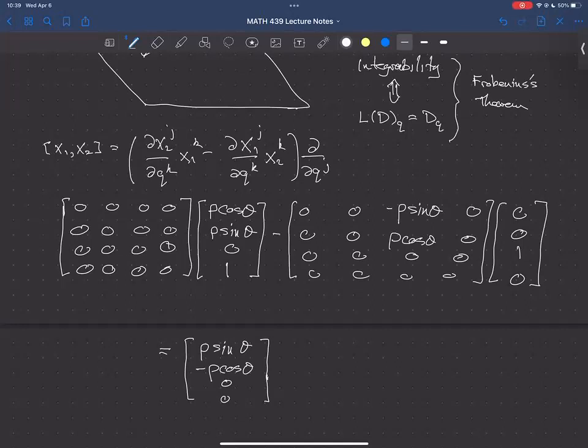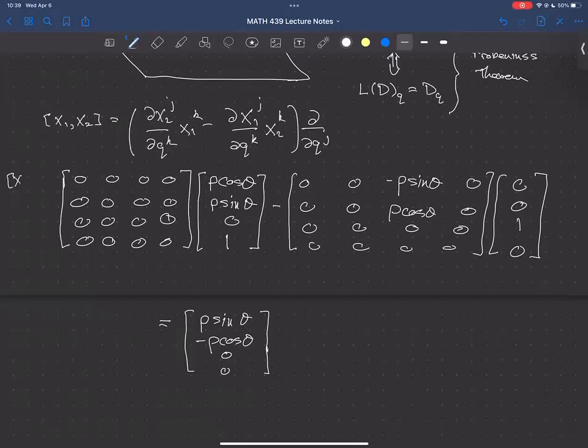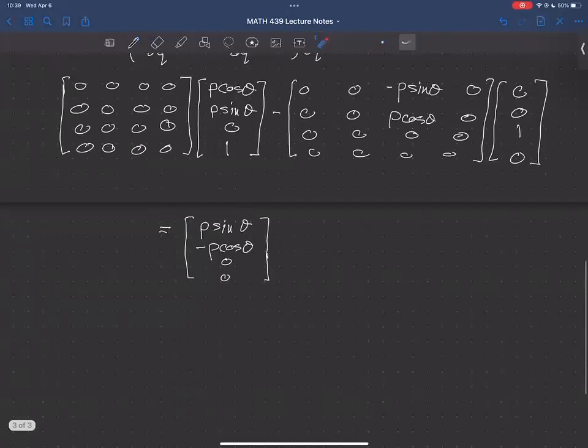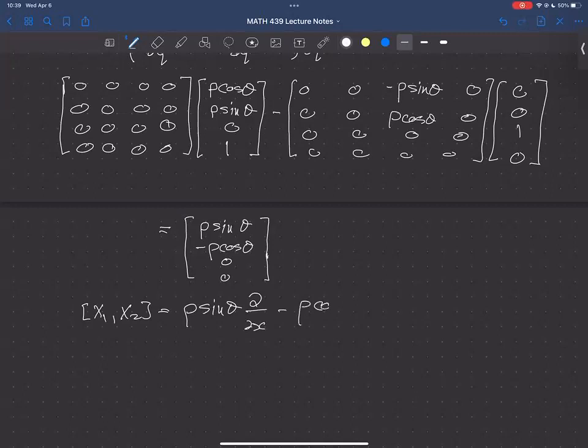So notice that I did not write this as an equality, because it's not equal to all this stuff. These aren't the right kinds of objects: this is a vector field and these are matrices and vectors. So let me erase that because it's not true. But nevertheless, from the calculation, I can pull out what the Lie bracket is, and it is [x1, x2] = rho sine theta d by dx minus rho cosine theta d by dy, plus zero d by d theta plus zero d by d phi. So that's the first Lie bracket.